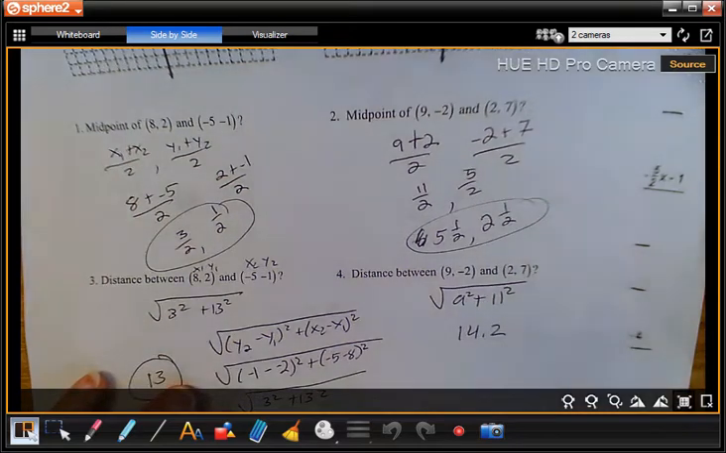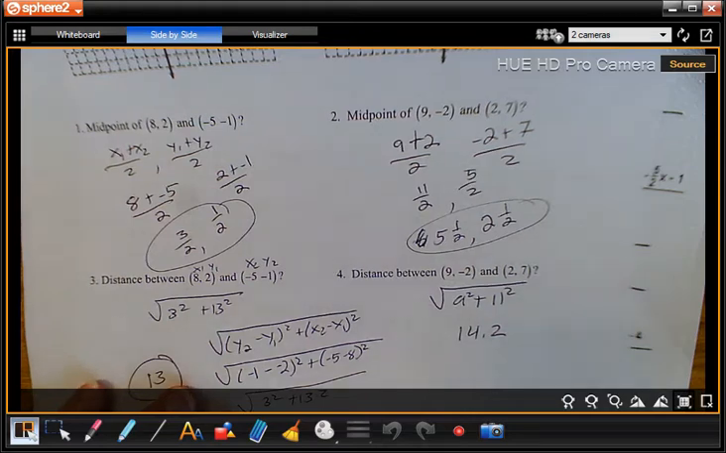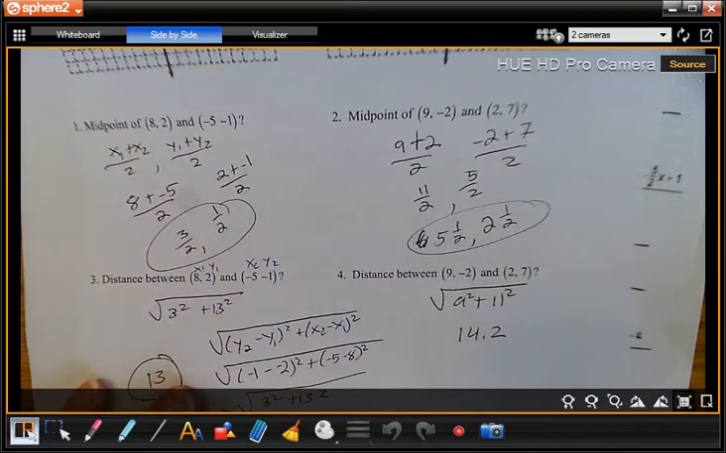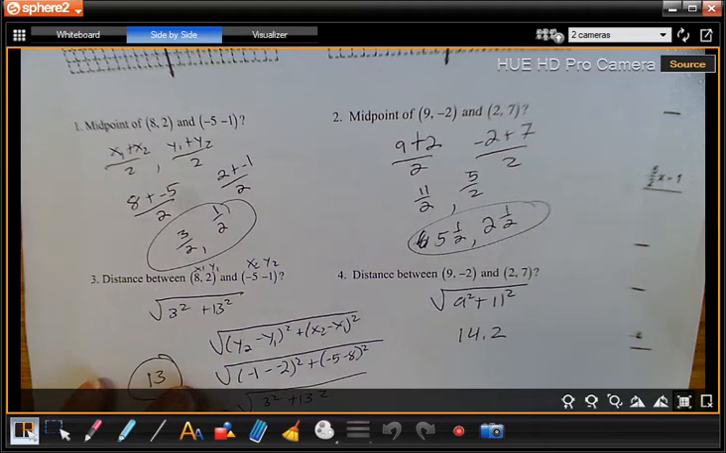Okay, so that's it for the review. Your quiz is going to look just like this, just 4 problems, midpoint, distance, and you can do it graphically or with formulas.